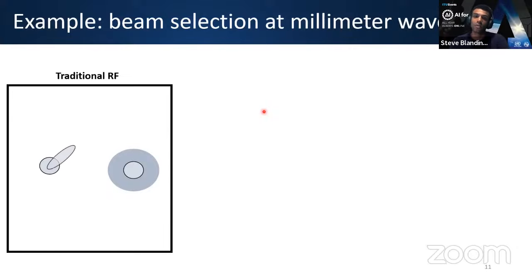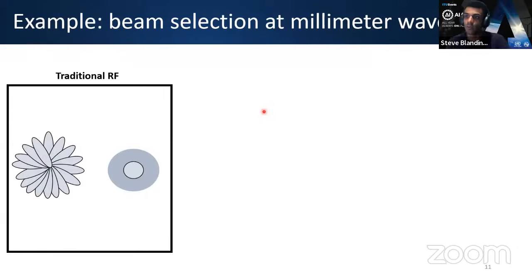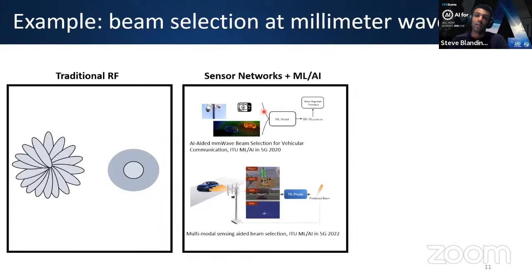So in a traditional way, what has been done was basically to do a scan of the environment. So for example, one of the nodes was changing its beam and transmitting a signal. And the other node was understanding which one of these beams was the best one. And basically spending a lot of time doing this processing, both at the transmitter and at the receiver. So that's the traditional way to solve the problem.